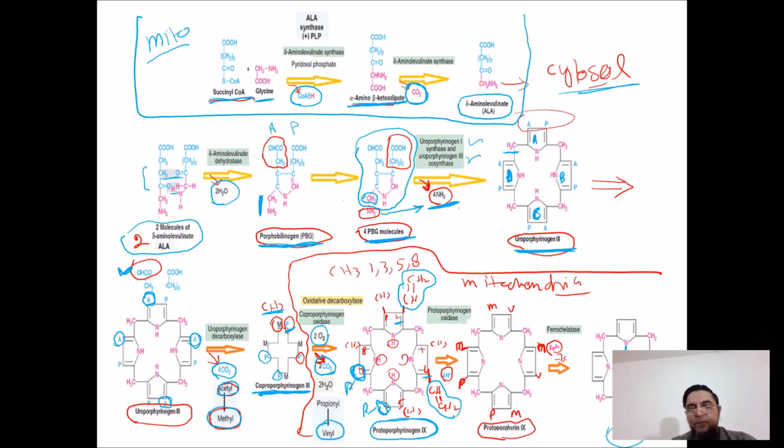Now what will happen next? Protoporphyrinogen IX, with the help of an oxidase enzyme, will lose four hydrogens. Which hydrogens? The nitrogen hydrogens, the inner ring core hydrogens, will be removed. Then protoporphyrinogen IX will convert into protoporphyrin IX. Then this protoporphyrin IX will combine with iron. Iron will take the central position and it is converted into heme.